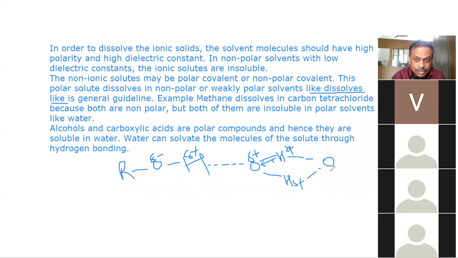Here is the O with partial negative, here is the R and here is the H. And this hydrogen of the alcohol again forms a bond with the water molecules. Like this, hydrogen bonding takes place continuously, and that's why alcohols as well as carboxylic acids are soluble in water. So, did you understand solubility? What is the principle for solubility? Like dissolves like. Whatever the nature, it is soluble in a solvent of similar nature. Polar compounds are soluble in polar solvents, and non-polar compounds are soluble in non-polar solvents. Ionic compounds are soluble in polar solvents having high polarity and high dielectric constant.